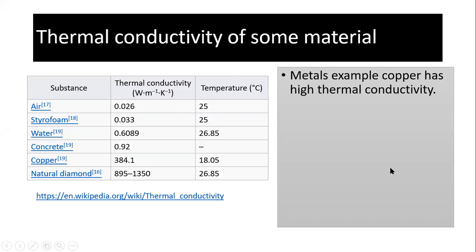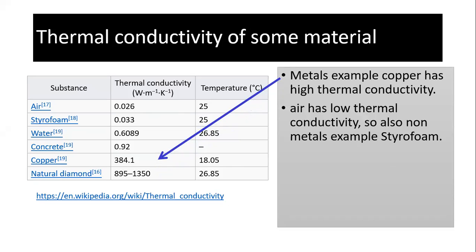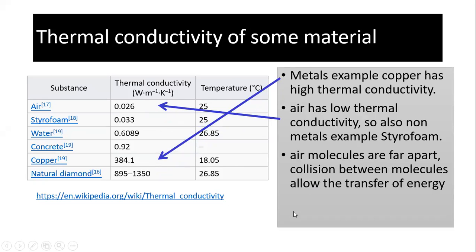Metal, for example copper, has high thermal conductivity. Yeah, that's copper. And diamond also. Air has low thermal conductivity, or styrofoam also the same. Air or styrofoam, which is a non-metal. Why does air have low thermal conductivity? Because the molecules are far apart. And they are non-metal, they're not metal. So thermal conduction in this case is by collision.